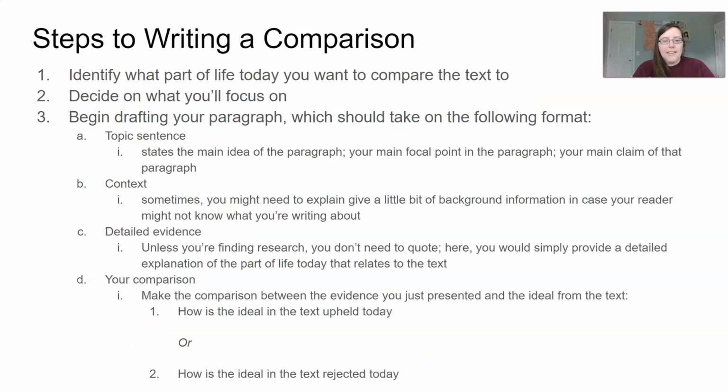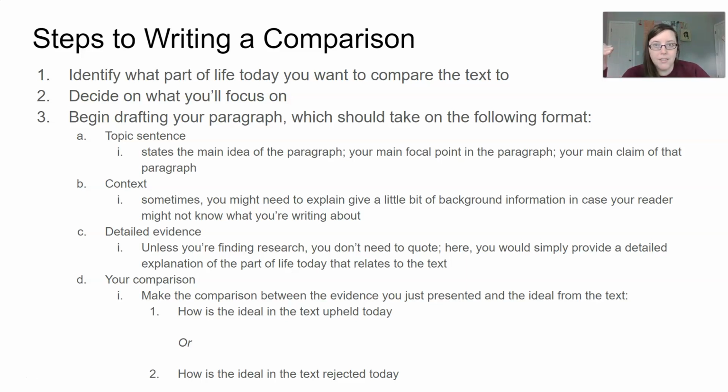Okay, again, remember, you're not just analyzing the text, you're also comparing what you're seeing as the ideal in the text to what you see today. So when you're writing this comparison in the context of our paper, first identify what part of life today you want to compare the text to and decide what you're going to focus on. Again, I'm going to give you an example in just a few more minutes. And then you're taking the same process.